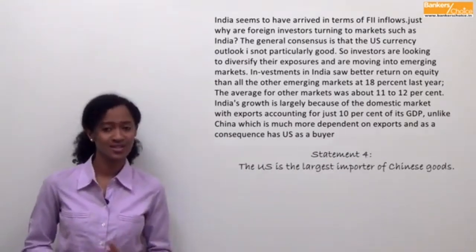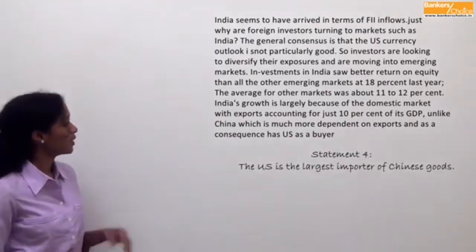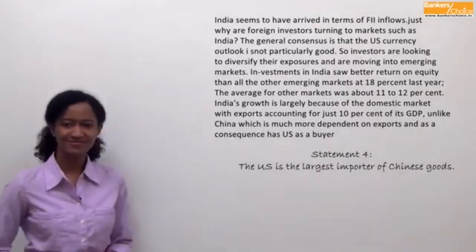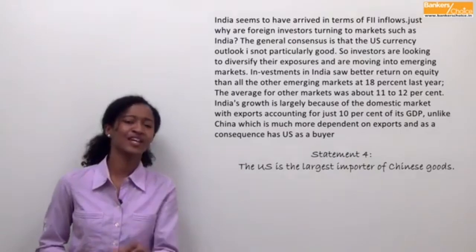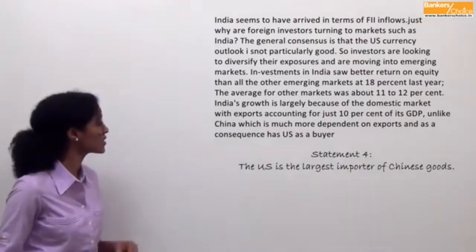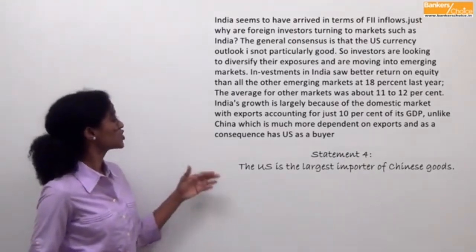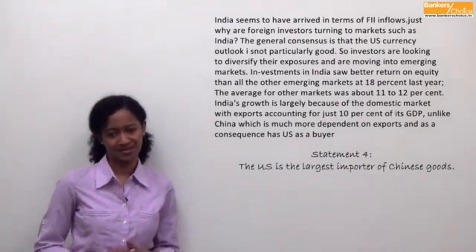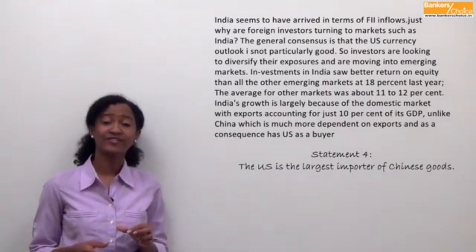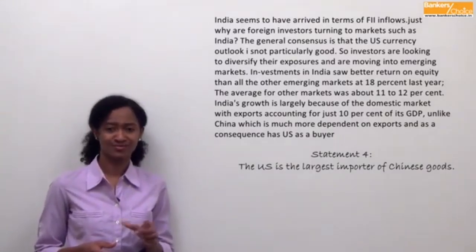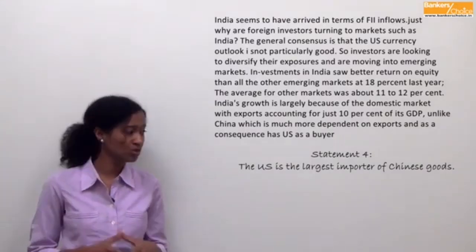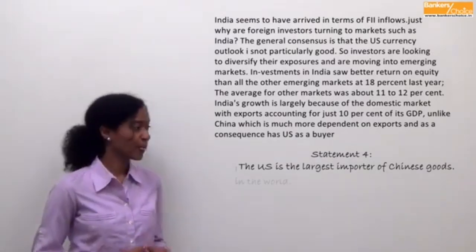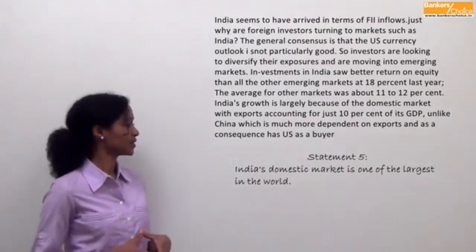Let's move to our fourth statement. It reads, thus US is the largest importer of Chinese goods. Let's look at the last line of the passage. It says, unlike China, which is much more dependent on exports and as a consequence has US as the buyer. So we know that this is definitely true. Option 1, definitely true, because the last line supports this statement. We have direct proof.